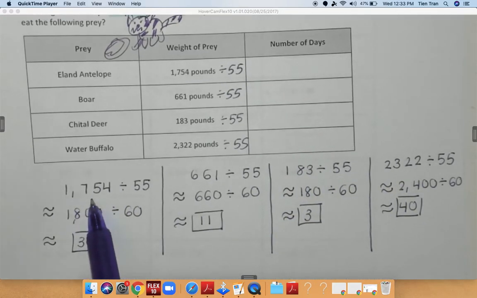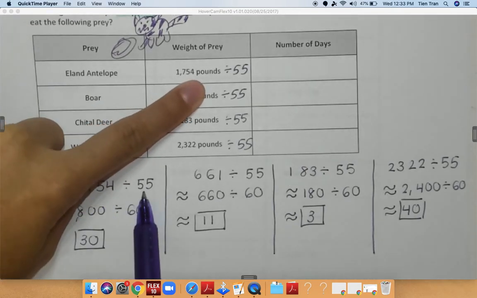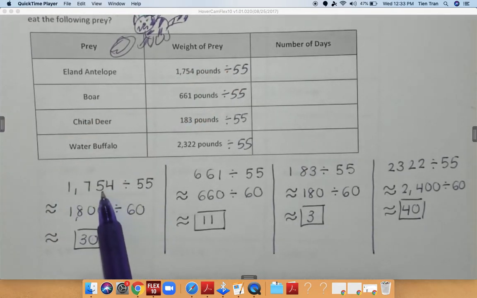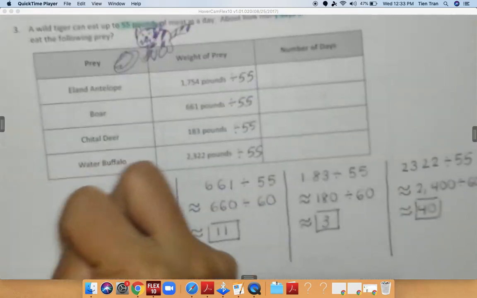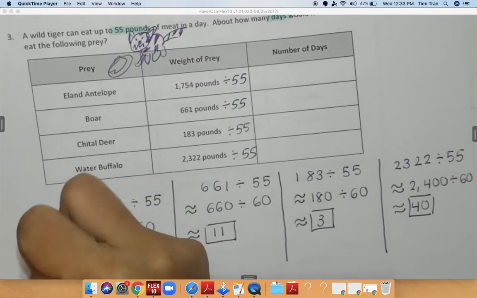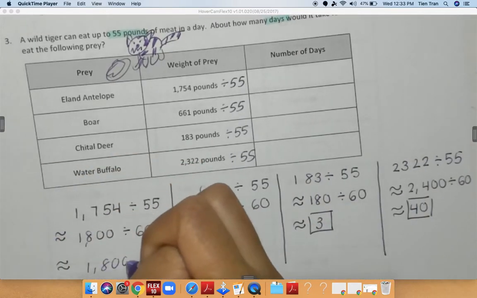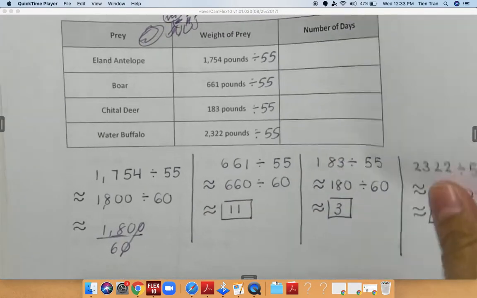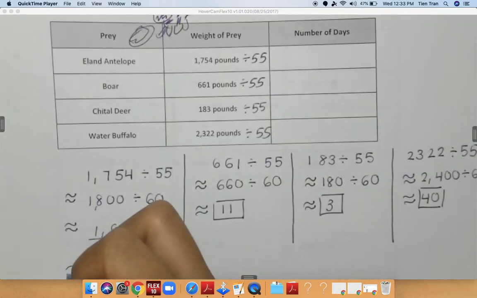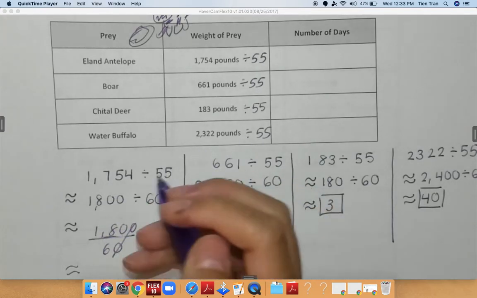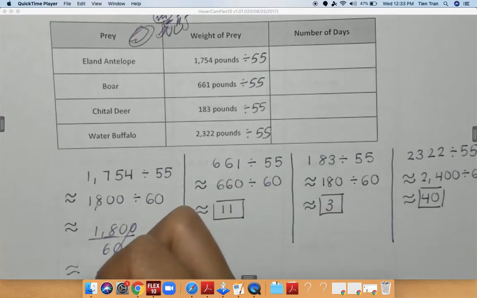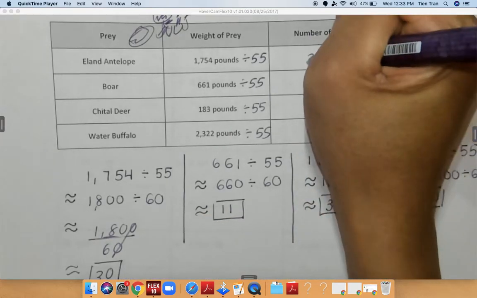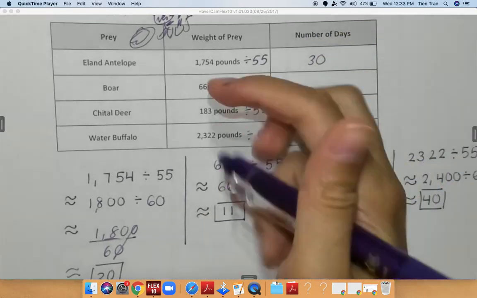I have 1,754 pounds, and I'm dividing that by 55. I rounded 1,754 to 1,800, and I'm dividing it by 60 because it's an easier number. Now, I forgot to write this step, but I have 1,800 divided by 60, crossing off my zeros because 0 divided by 0 is equal to 0. And then I have 18 divided by 6 is equal to 3. Put my 0, and I have 30. So the first one is going to take 30 days, okay?